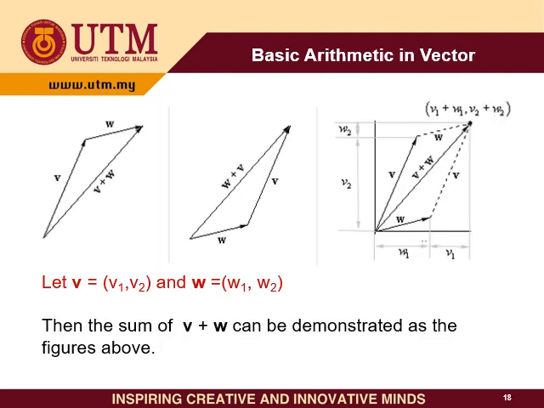Here is another example. You can see here we have v1, v2 and w1, w2. So in this figure over here, we can see that the plus of v1 and w1 and v2 and w2 will get you the answer of v plus w. So v1 here plus w1 and v2 plus w2.